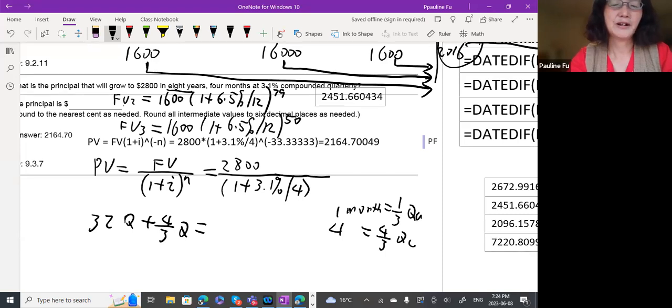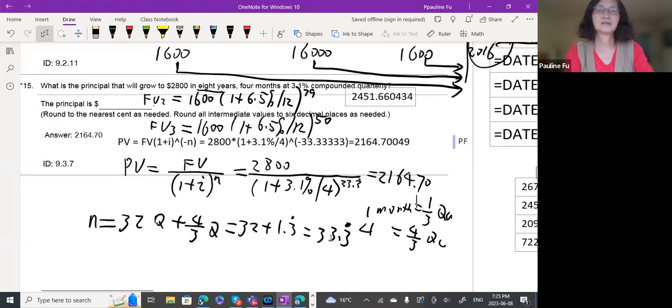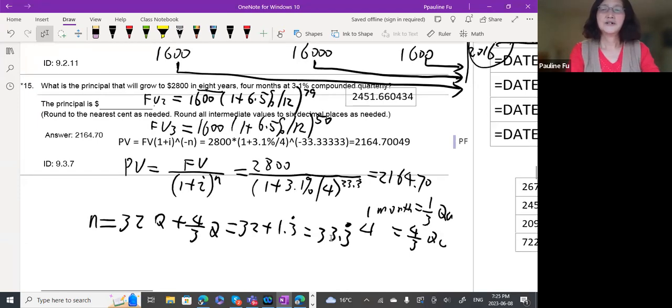So 32 is the same as, maybe change the 4/3 to 1.33, 3 is repeating. So the final result is 33.3, this 3 is repeating. Okay, so this is term n. So raised to power 33.33333, 3 is repeating. And what is this number? You use Excel or calculator, you get $2,164,070. Questions? No.